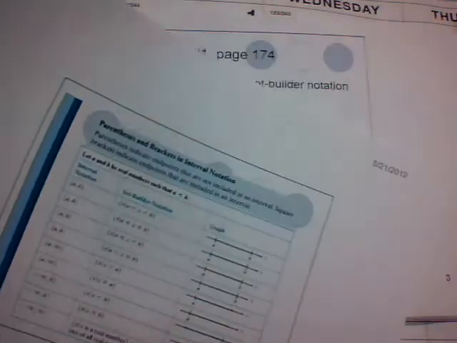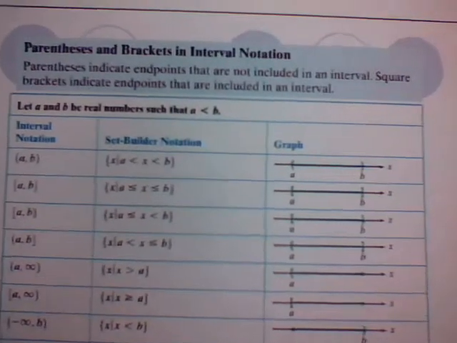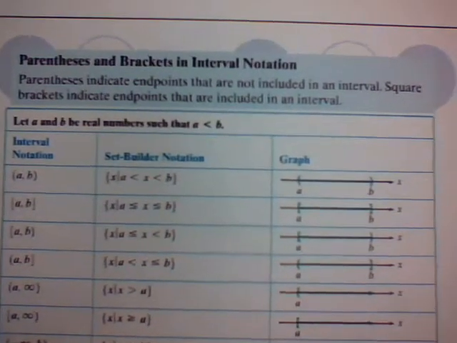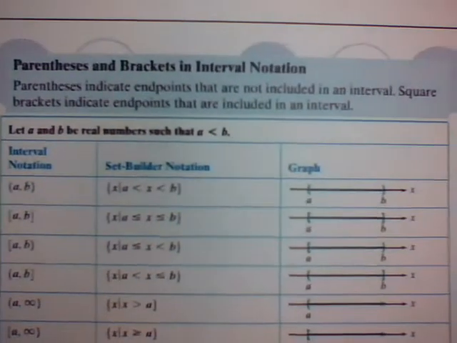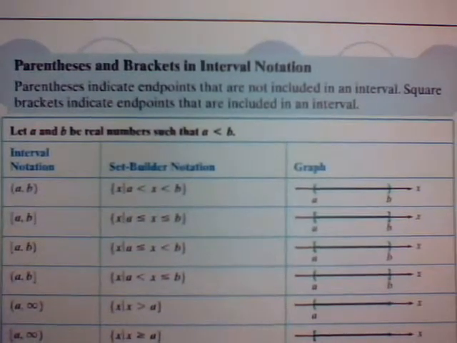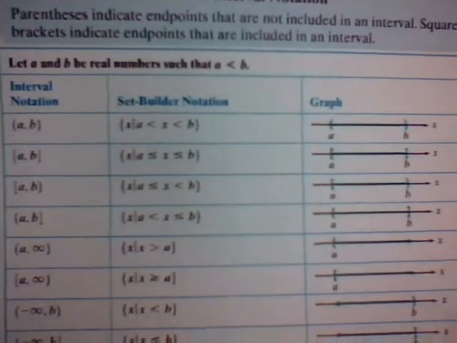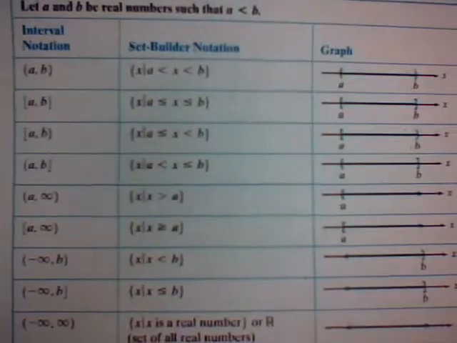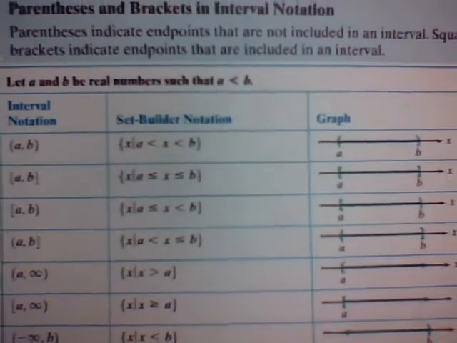All right, this next sheet has the parentheses and brackets in interval notation. Parentheses indicate that the endpoints are not included in any interval. The square brackets indicate that the endpoints are included in that interval. And this table represents the interval notation and the set builder notation and its graph.